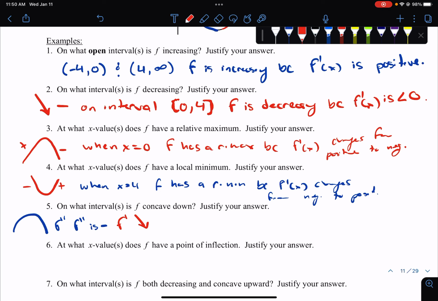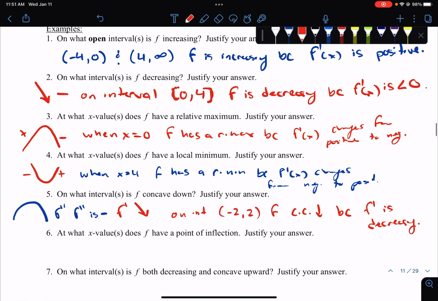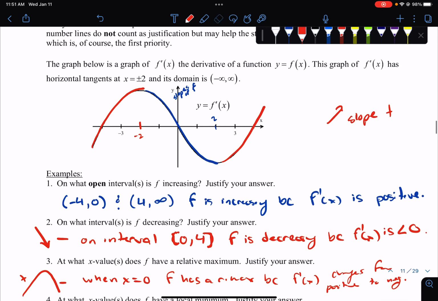So I would say on the interval -2 to +2, f is concave down because f prime is decreasing. I can't say because f double prime is negative, because it's not giving me the graph of f double prime. I have to use f prime to make that justification, all right? This is another one where you could have used our little number line sign chart thing. Sorry for the interruption.